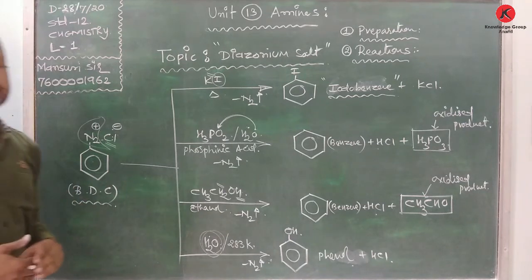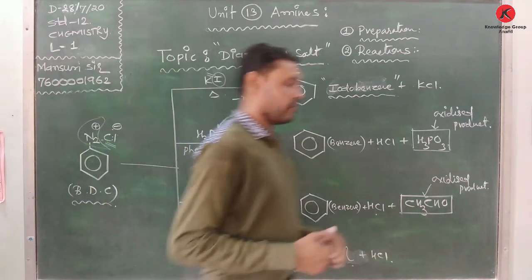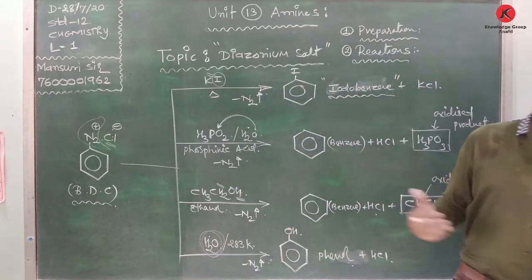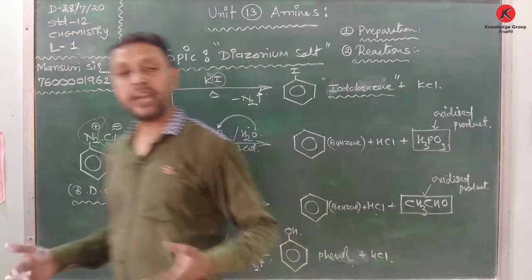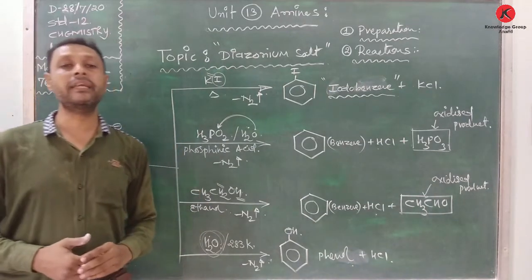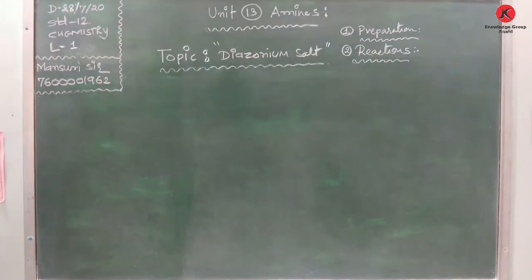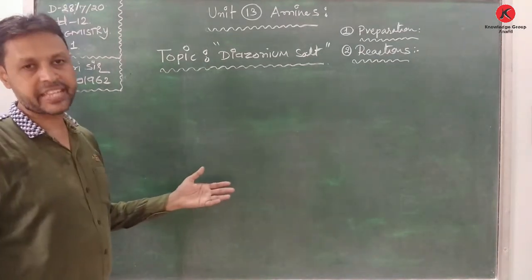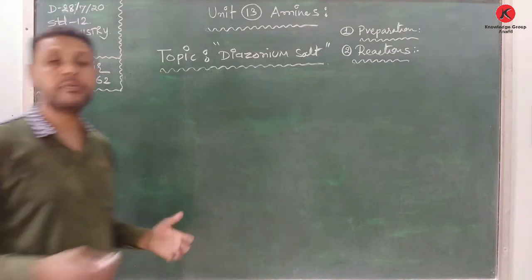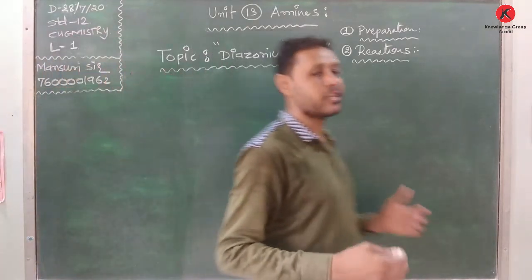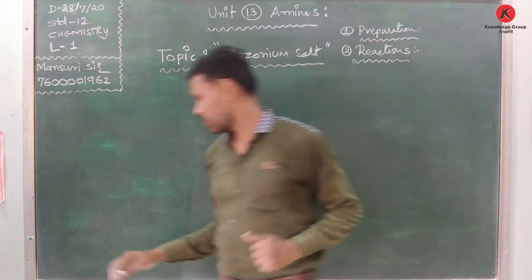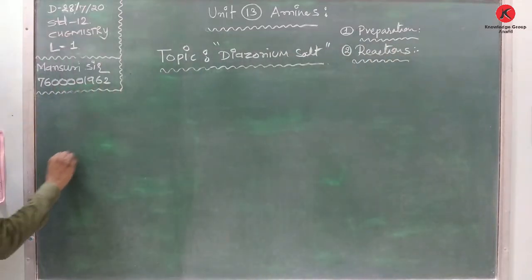Now the remaining reactions: the reaction with hydrofluoroboric acid, that means HBF4, as well as azo coupling reactions. Thereafter the reaction with HBF4, and then azo coupling reactions, we will see. Here we will take first of all benzene diazonium chloride.